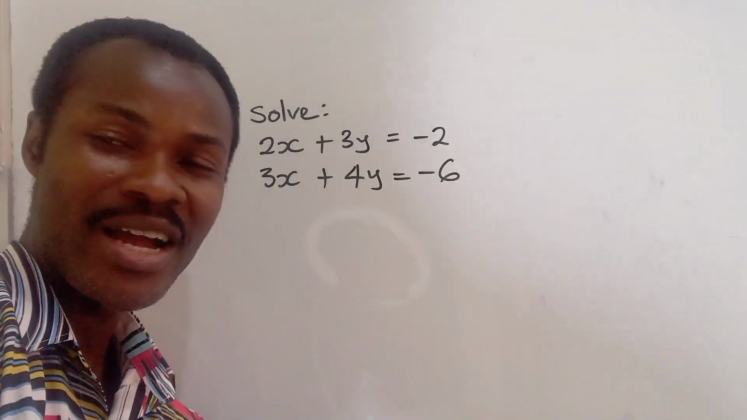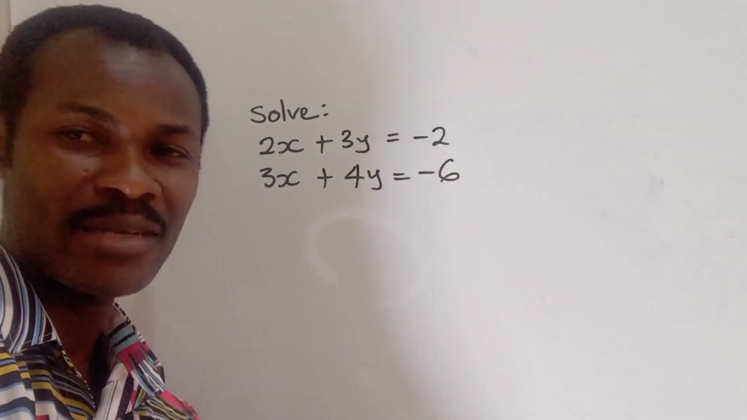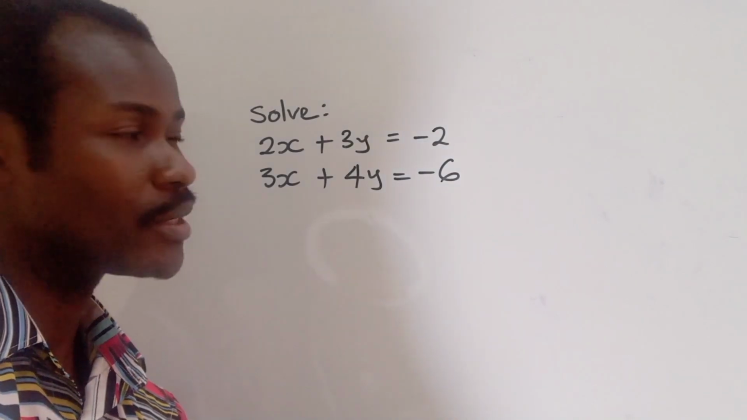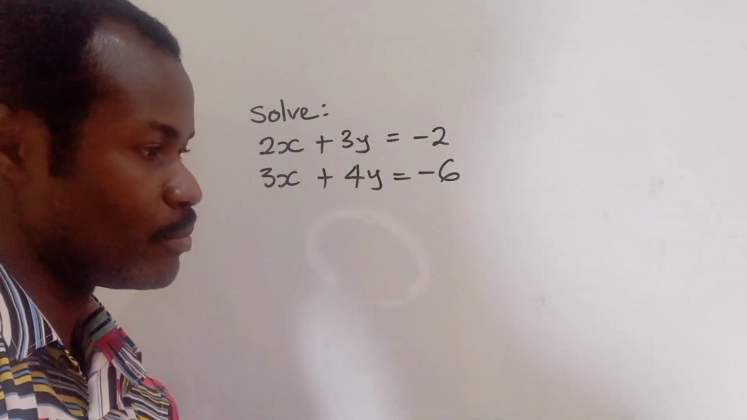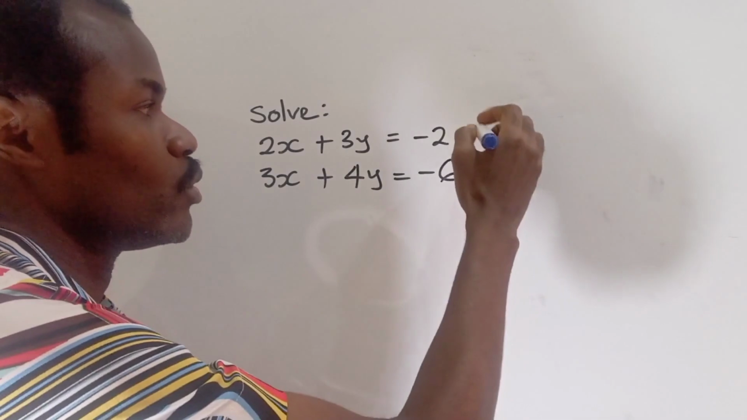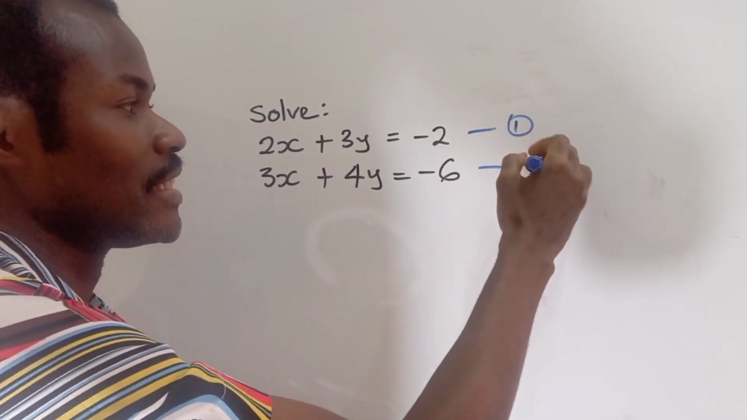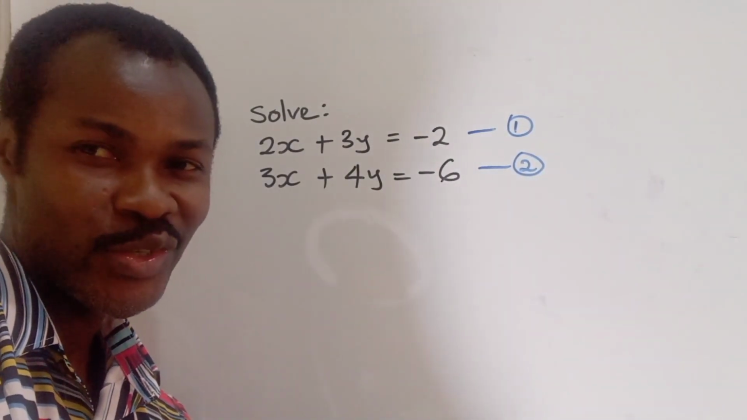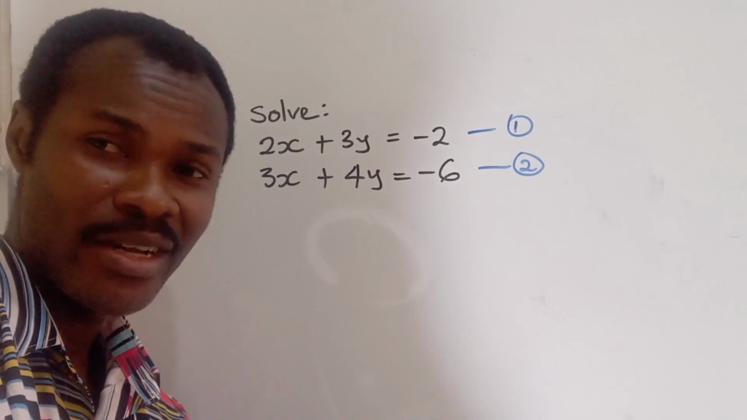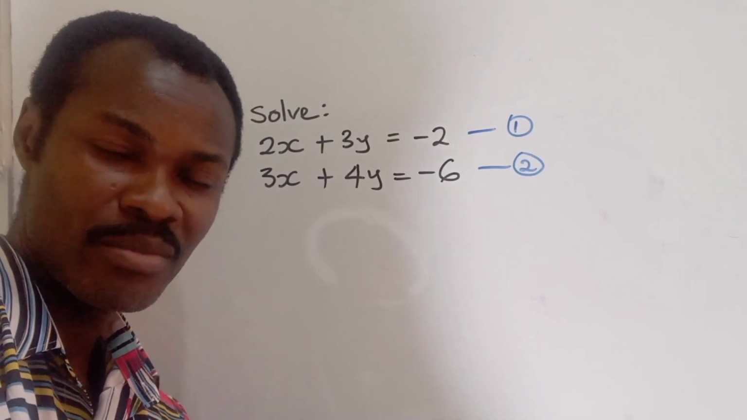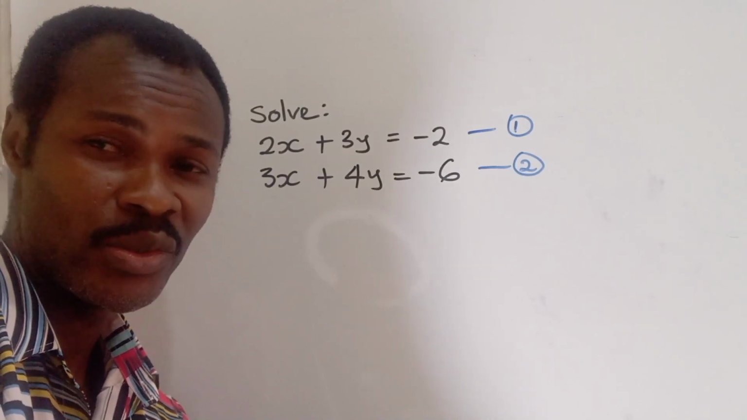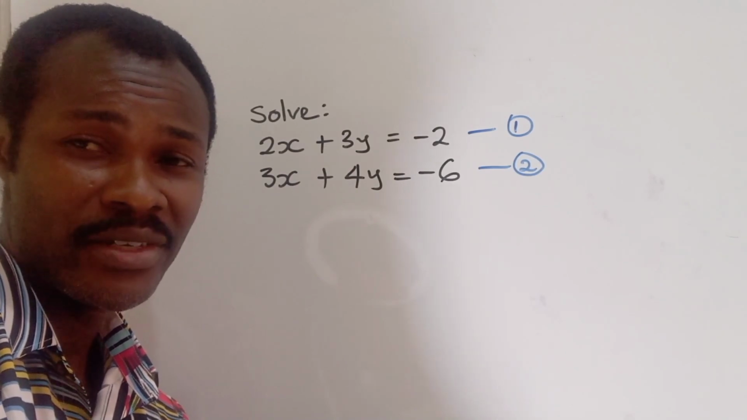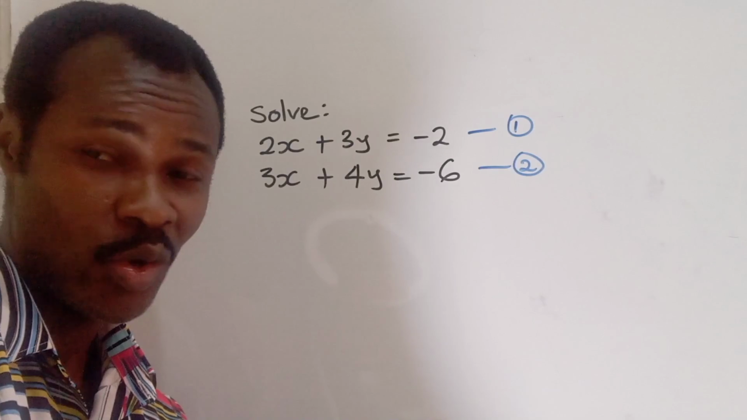Alright, so today let's look at a quick one on simultaneous equations. So we have this problem on the board, so we can simply call this equation 1 and this equation 2. In solving simultaneous equations, we have different methods. We have the substitution method, the elimination method, we have the graphical method. We also have the method of matrix or determinants.